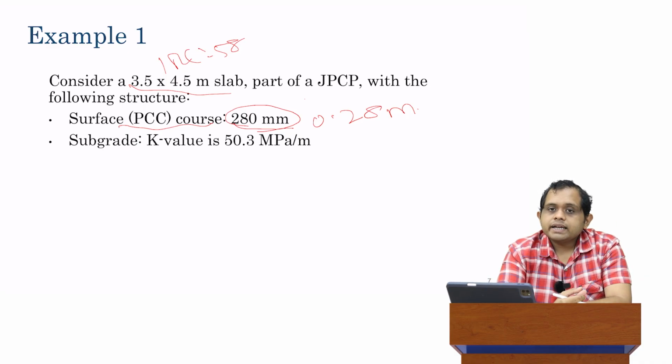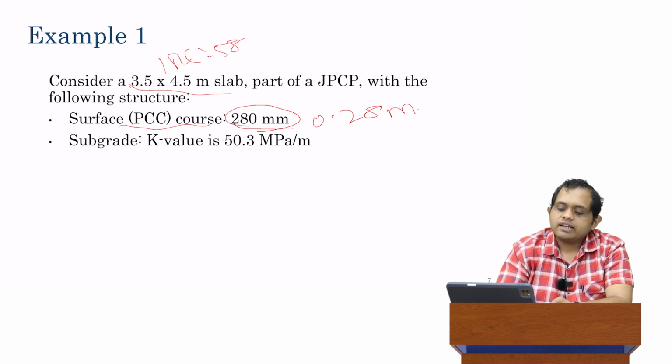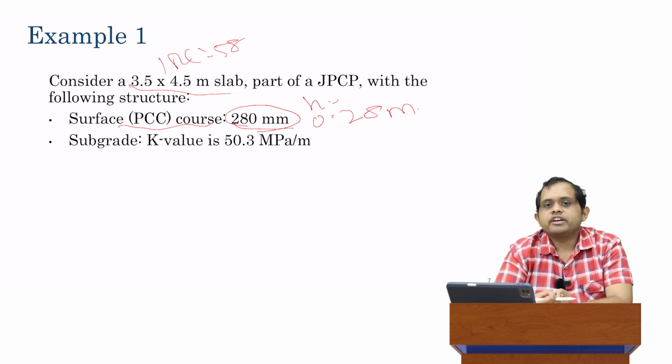Generally in practice, when you talk to a practicing engineer, or if you look at a DPR, for example, the thickness of a section is going to be shown in millimeters. That is the general practice. So when we talk about thickness of a section, we use millimeters as a conventional unit. IRC 58, however, requires us to use this H, this thickness, in meters.